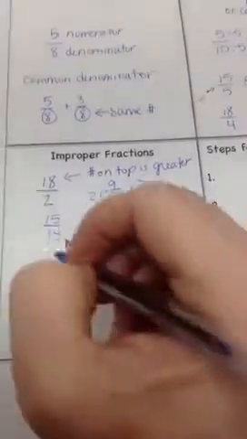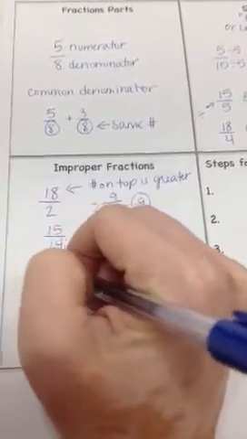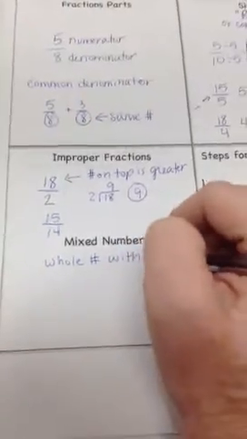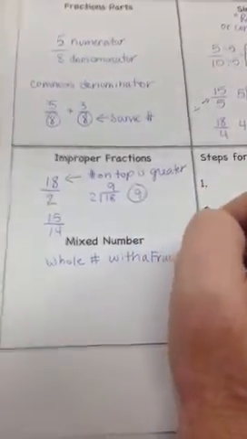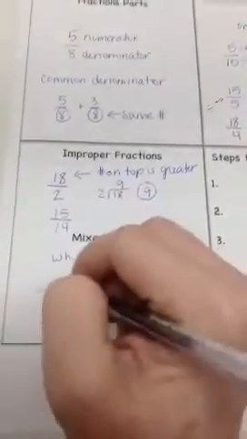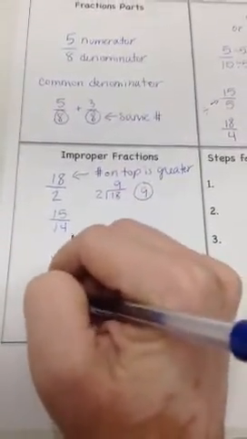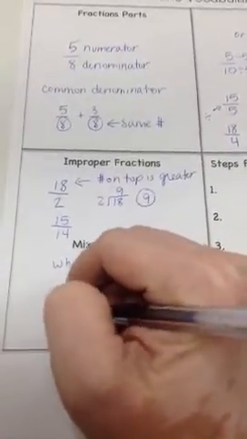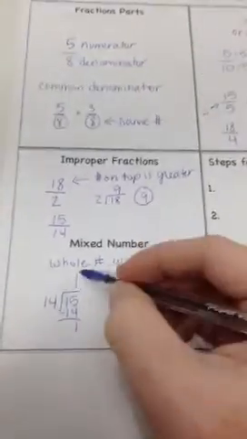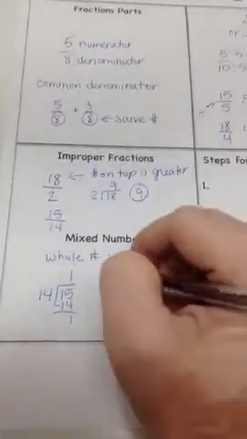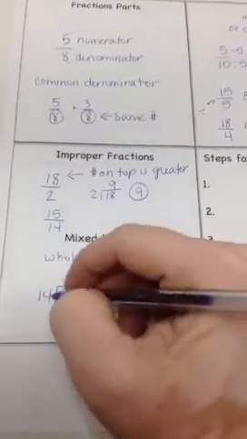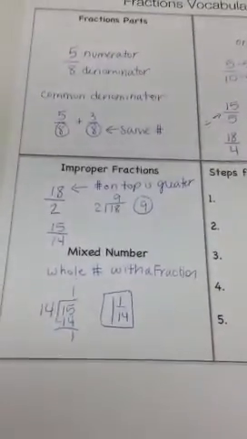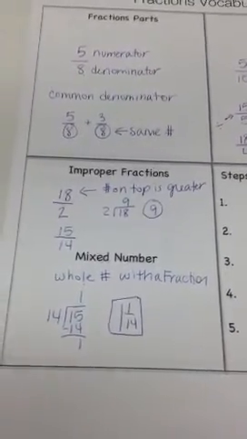A mixed number is just a whole number with a fraction. So if I were to divide 15/14 and make it a mixed number, 14 goes into 15 once. I have one whole number, and I had one remaining out of 14 that I had started with. So this is what a mixed number looks like. It has both a whole number and a fraction.